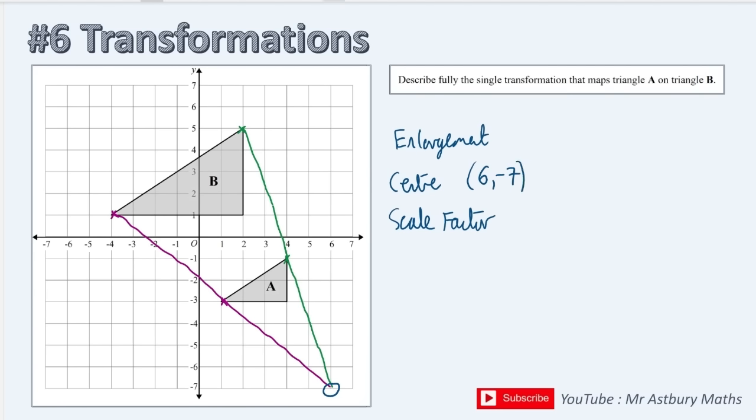Now, the scale factor we can get by just looking at the lengths of the sides. So A is 3 and B is 2. So if I'm mapping A onto B, I need to be doubling my side lengths. So the scale factor in this case is equal to 2.